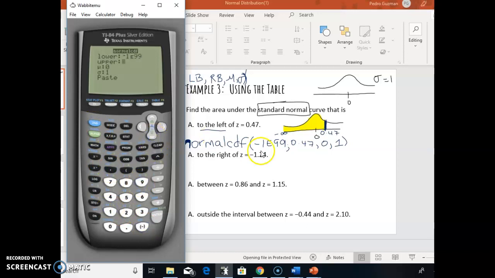And then for the upper boundary, we want 0.47. And then for the mean, it's 0. For the standard deviation, it's 1 because it's a standard normal curve. And then we go to paste. Now, if you didn't have the prompts, you would have entered the negative 1e99, comma, 0.47, comma, 0, comma, 1, close the parentheses after the normalCDF. So we're going to hit enter, and we see that the area underneath the normal curve to the left of z equals 0.47 is 0.6808 if we round to 4 decimal places, which is what we want to do for probabilities, areas, and proportions. 0.6808.